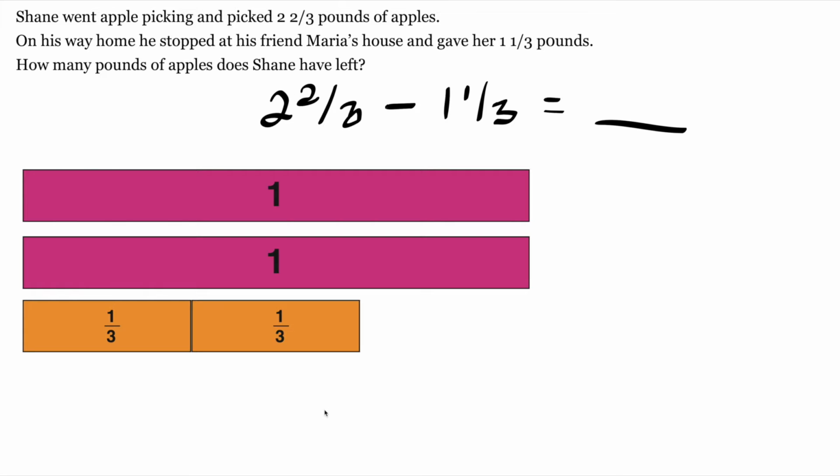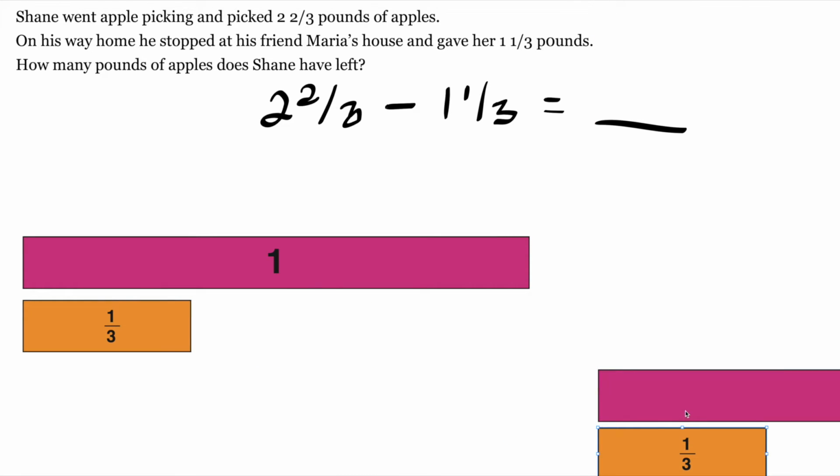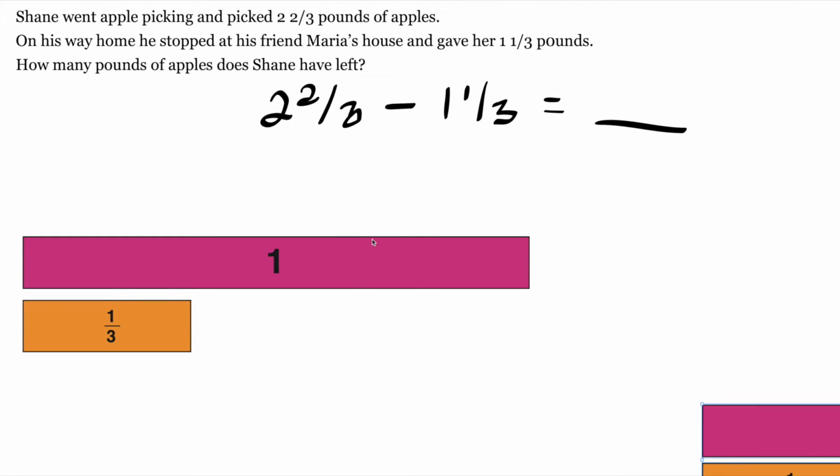I've got to Maria's house, and I give her a pound, and I give her a third. So there is the 1 1/3 pound that I'm giving away to Maria. They go bye-bye, and we have 1 1/3 left. So we can see using fraction strips that 2 2/3 minus 1 1/3 leaves us with 1 1/3.